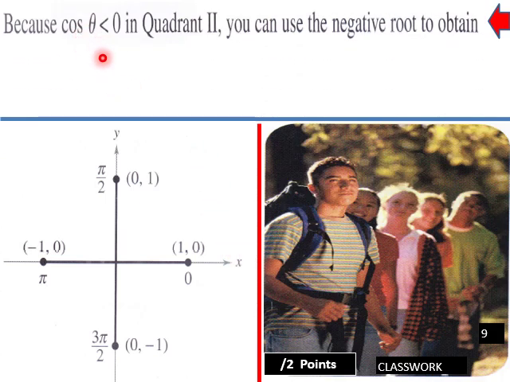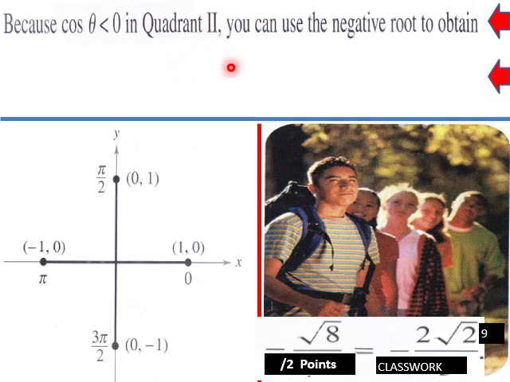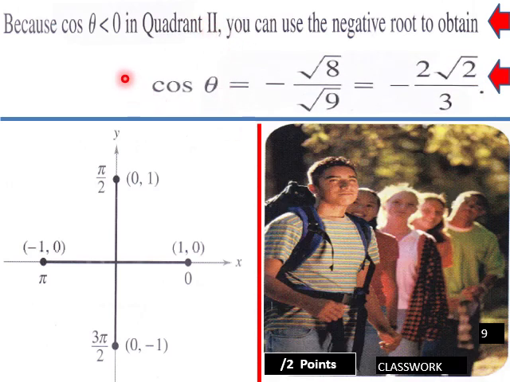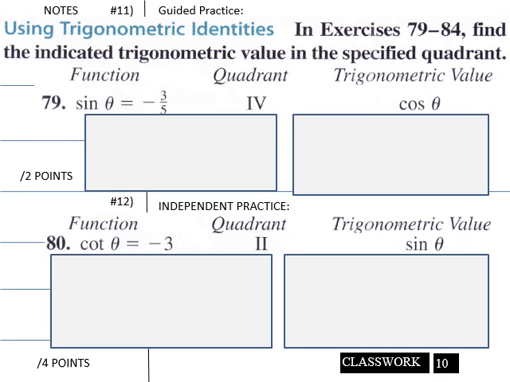Because cosine is less than 0 in quadrant 2, you can use the negative root to obtain this. So cosine theta equals the negative square root of 8 over square root of 9, which would equal the negative of 2 times square root of 2 over 3. That would be your value here for that function.